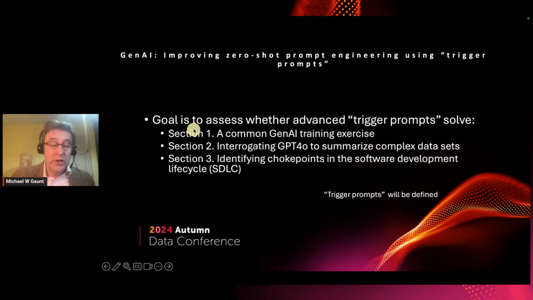And within this talk, I want to address the issue of advanced prompt engineering. I've called them trigger prompts, and I'll explain that shortly. In the first section, I want to solve a common GenAI training exercise. A lot of this work does stem from giving training to clients. In section 2, I want to look at interrogating GPT for Omni to summarize complex data. And in section 3, I want to identify choke points in the software development cycle, and this is by far the most complex area.